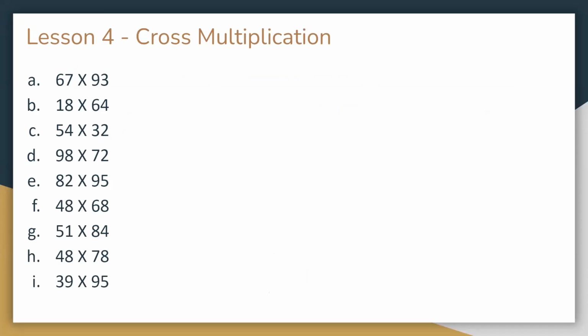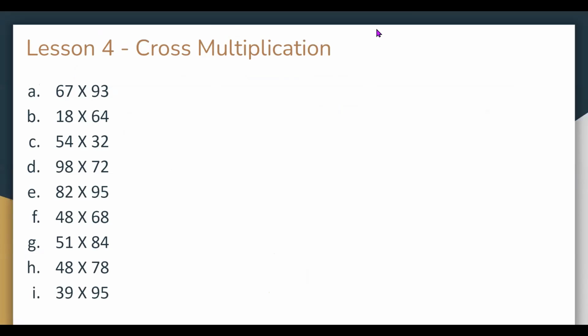Now we come to the 4th lesson, which will be our last lesson in this module. Here we are going to do cross multiplication. I'm going to show you how to do this. Listen very carefully because it's a very easy topic, but it has a few steps which you need to understand very well. Here we are going to use the dot method.